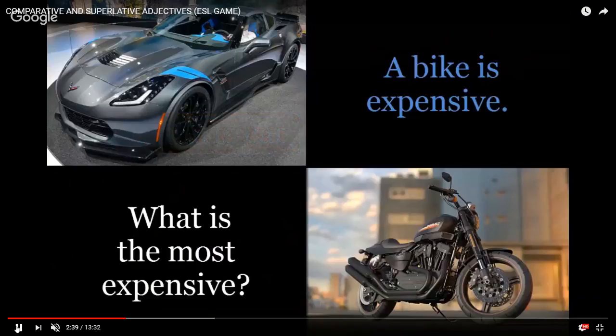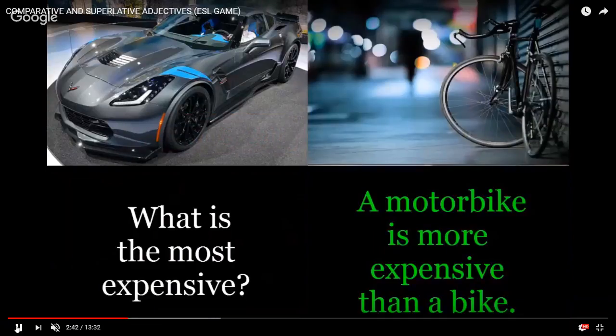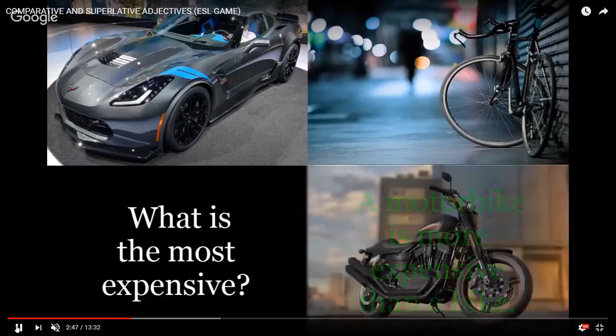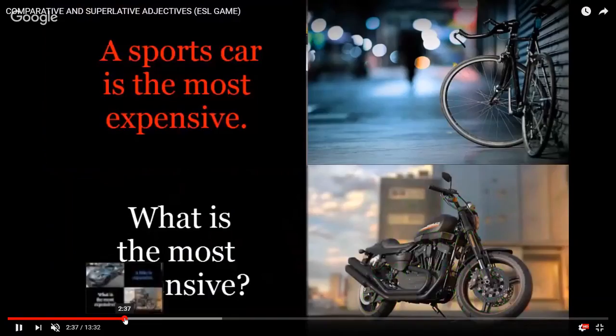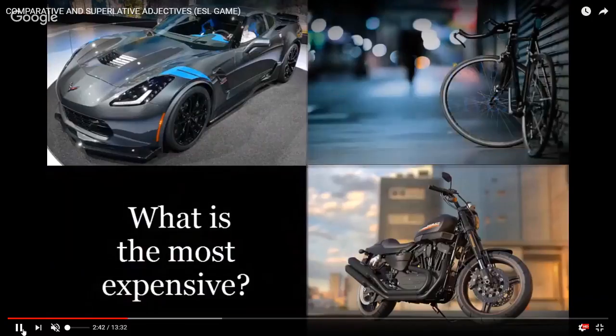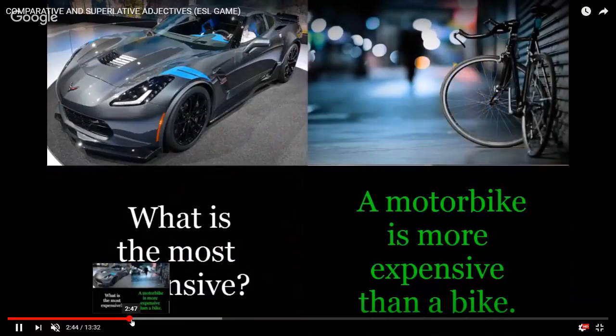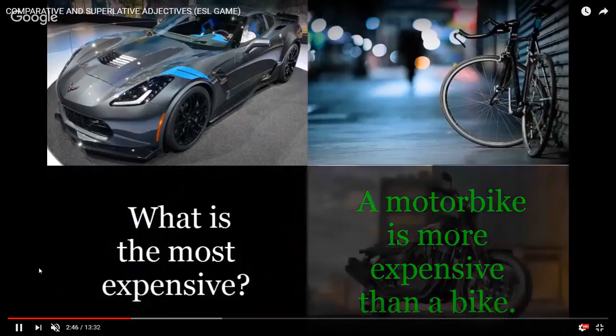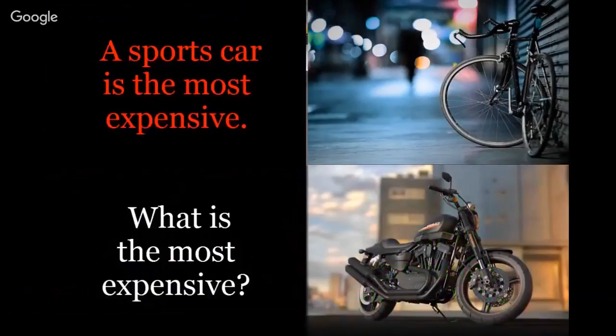Excellent. And the superlative form? The superlative. A sports car. A sports car is the most. No, así, is the most expensive. Yes, exactly. It is. So we got a sports car is the most expensive. Very good.